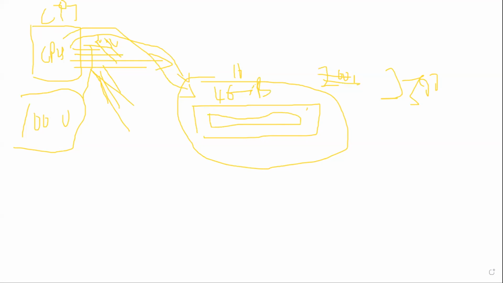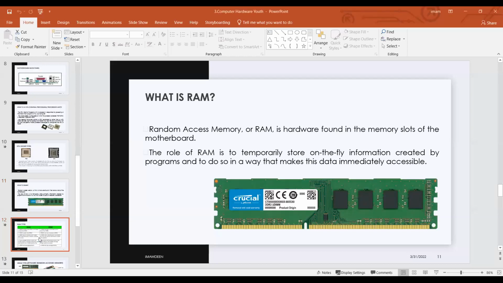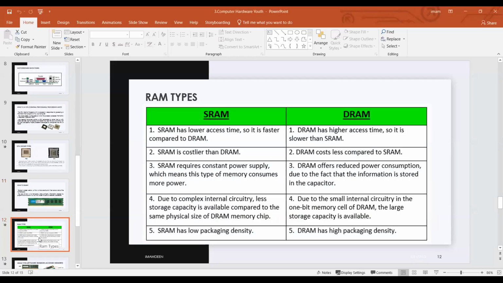And also, after we show random access memory, right? So in that random access memory, we can divide it into SRAM and DRAM. So SRAM is static RAM and DRAM is dynamic RAM. So we can divide it into two categories, okay, RAM types.